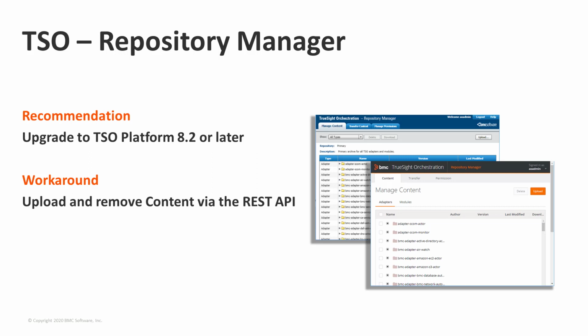If you cannot upgrade to TSO 8.2 or later, the repository will still perform most of its functions even though you cannot use the Repository Manager without Flash. You can still export and import modules via Development Studio, and the Grid Manager will still display modules and adapters in the repository. You will lose the ability to manually import and delete content. As a workaround, you can use the TSO REST API to upload and remove modules and adapters in the repository.